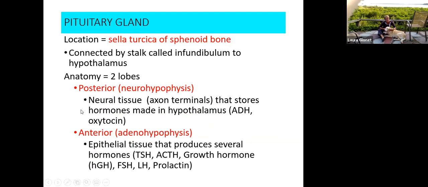Okay, so the pituitary gland, its location is in the sella turcica of the sphenoid bone. It's connected by this little stalk region called the infundibulum. All right, so we have two major lobes of the pituitary gland. You have the posterior pituitary and the anterior pituitary. The posterior pituitary may be referred to as the neurohypophysis, and the anterior, the adenohypophysis. And this is why. I'm just going to briefly explain this.